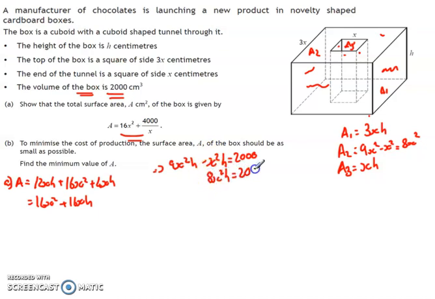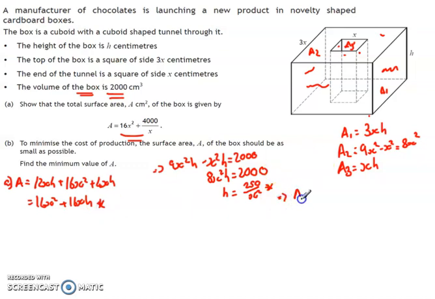is equal to 2,000. What I'm going to do is rearrange this such that I get some form of an expression for h. If I do that, take the 8x squared across, what I'll end up with is h is equal to 250 over x squared. What I can now do is take that and substitute it into here.